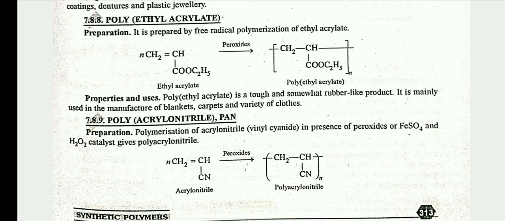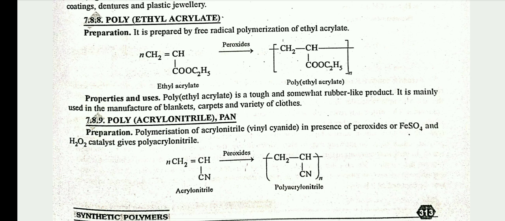Polyethyl acrylate preparation. It is prepared by free radical polymerization of ethyl acrylate, CH2=CH-COOC2H5. Ethyl acrylate is treated with peroxides to give polyethyl acrylate. Properties and uses: polyethyl acrylate is a tough and somewhat rubber-like product. It is mainly used in the manufacture of blankets, carpets, and a variety of clothes.